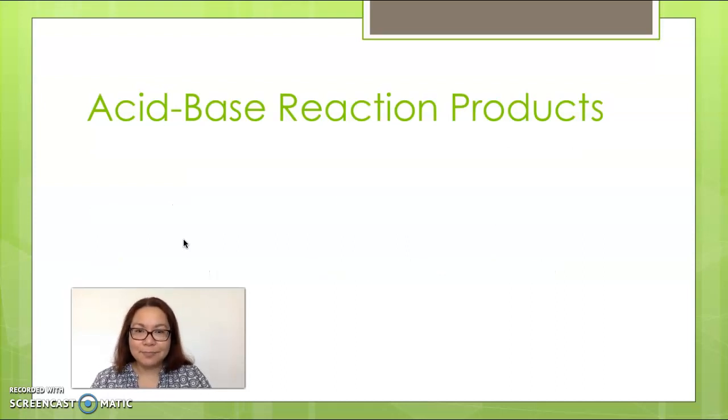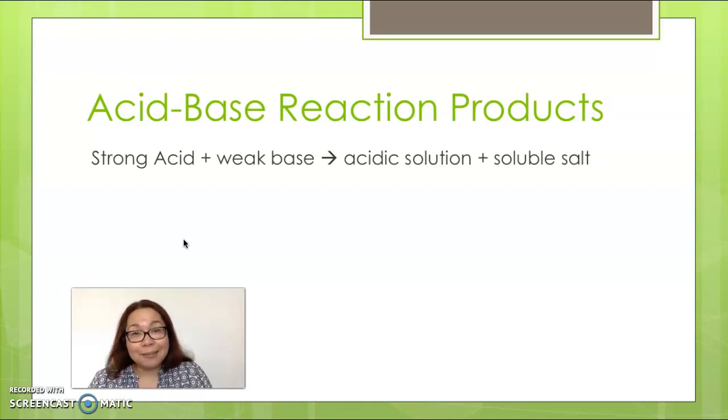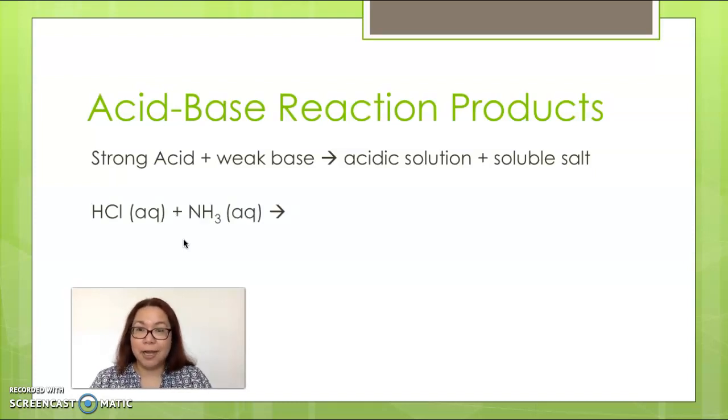Now, the other way where you have a strong acid mixed with a weak base, you can guess that the resulting solution will be more acidic and also a possible soluble salt. Okay. So this is your example. Hydrochloric acid is your strong acid plus ammonia, which happens to be a weak base. And you will have mostly an acidic solution plus this soluble salt here.